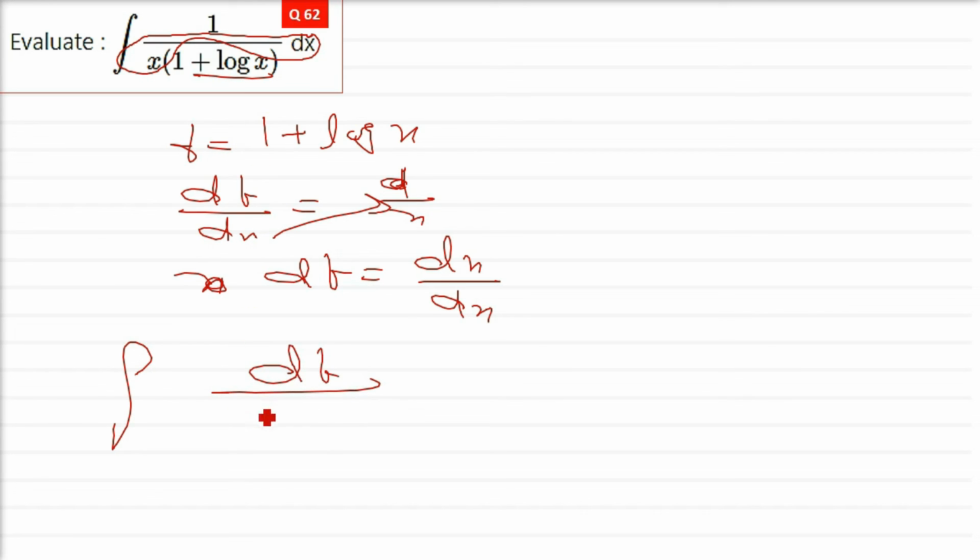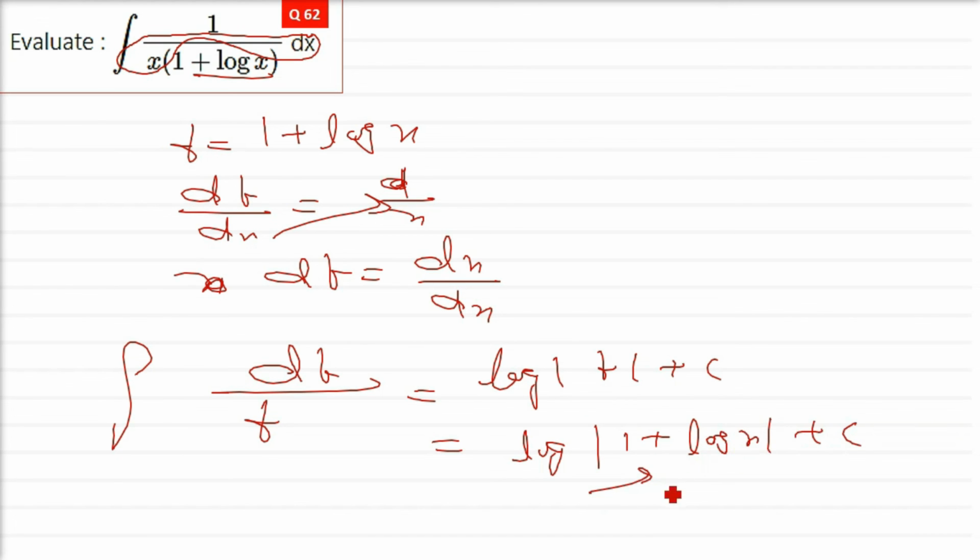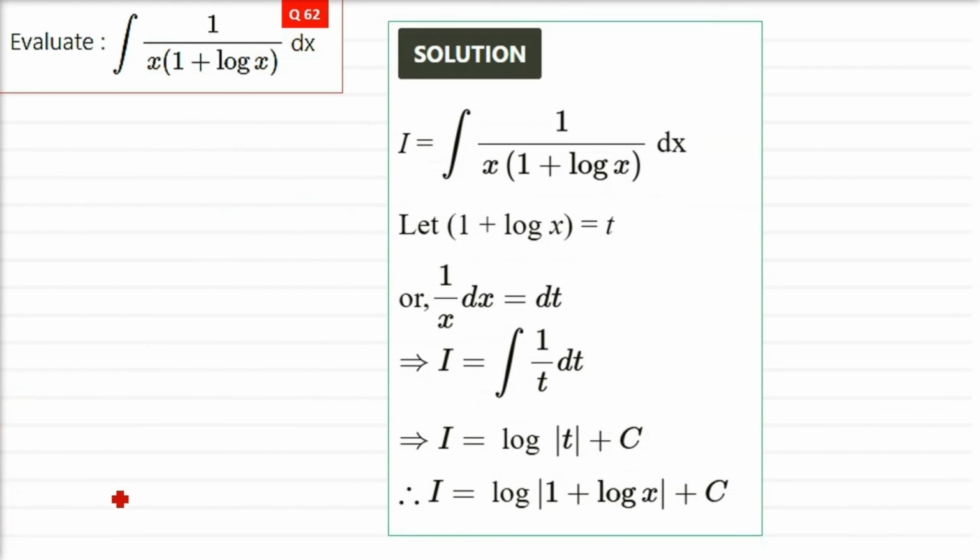1 plus log x was taken as t. So dt by t, which is log t in the modulus plus constant of integration. In place of t, replace it by 1 plus log x. Write log of 1 plus log x plus a constant of integration. It's your final result. Okay, this is how you are going to go about it.